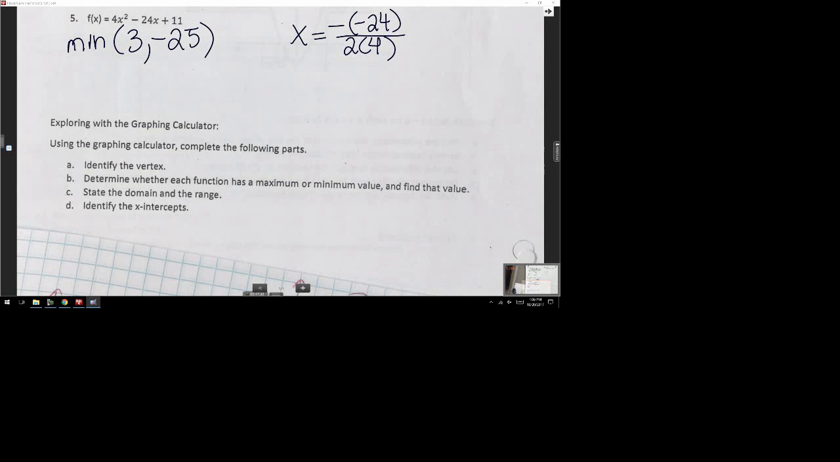Did you really have to plug in 3? You could have plugged it into the calculator and found 3 in the table, and it will automatically give you negative 25 there. Same thing, either one works. The calculator is a little bit faster, especially if you're on the ACT. Domain and range? This is a minimum, so that'd be negative 25 to infinity. Very good.